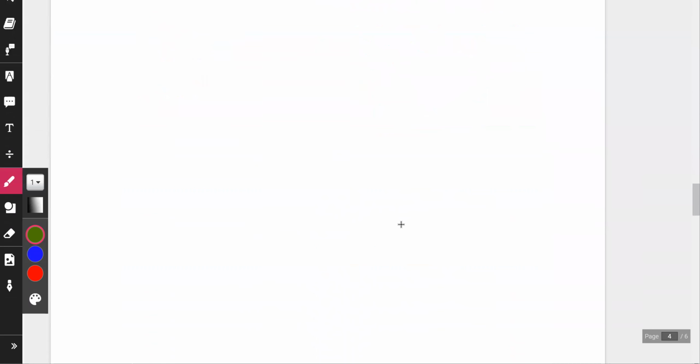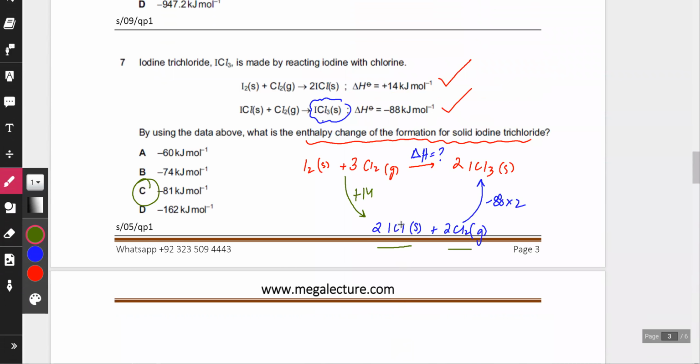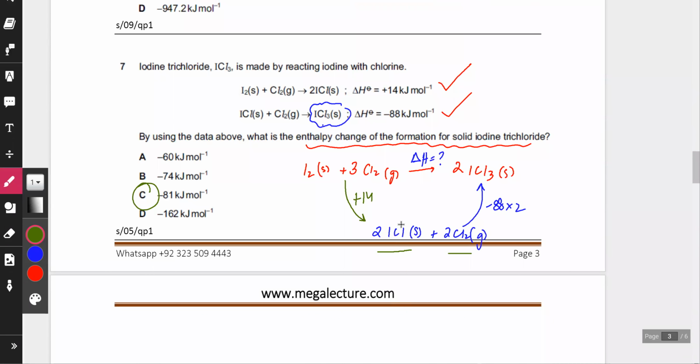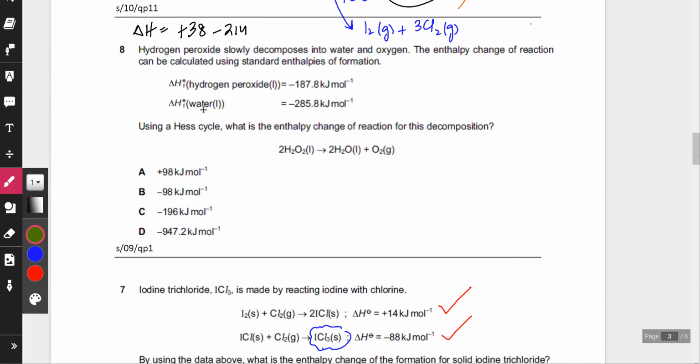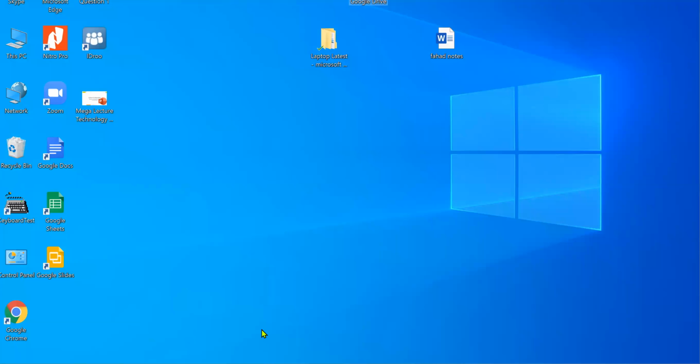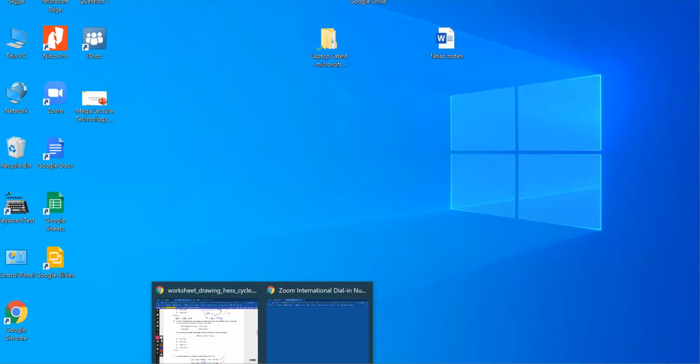Now, as I remember, most of the time you don't actually have to draw the Hess cycle. We're going to study formulas probably in the next class, which would make it very easy to solve these questions. You don't actually have to draw Hess cycles. There are very few questions that actually require you to draw Hess cycles. So, where's the paper?